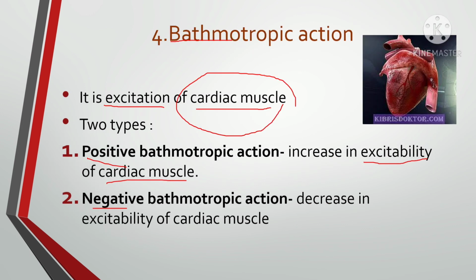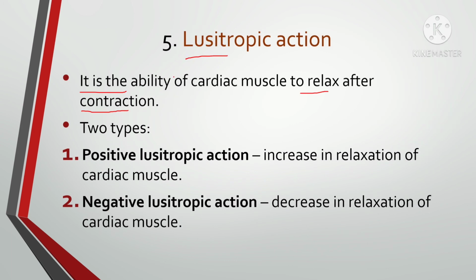Then we learned about the bathmotropic, which is the excitation of cardiac muscle. Excitation you can also term as stimulation. If the stimulation increases, we can say positive bathmotropic. If the stimulation decreases, we can say negative bathmotropic action. Then we learned regarding the lusitropic, the ability of the muscle to relax after the contraction. If the contraction takes place, then relaxation is a must. So if the relaxation time increases, we call it positive lusitropic. If the relaxation time decreases, it is called negative lusitropic action.